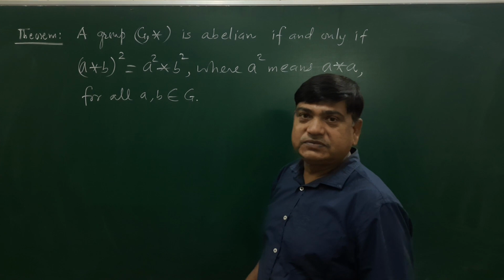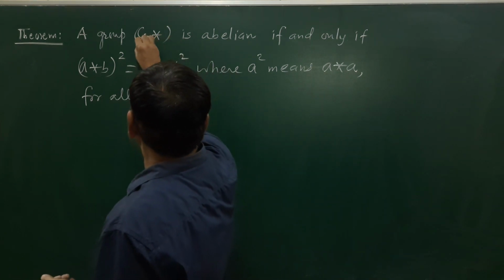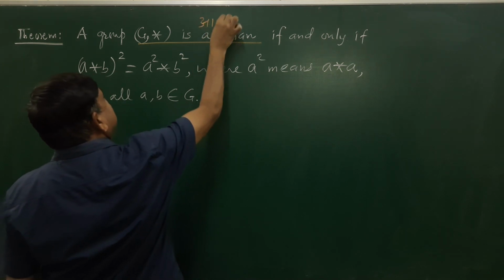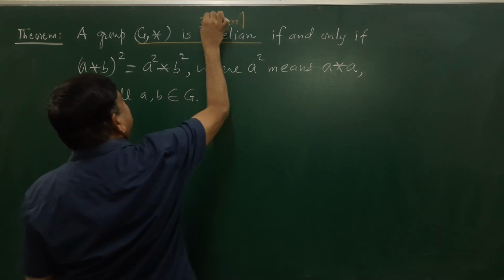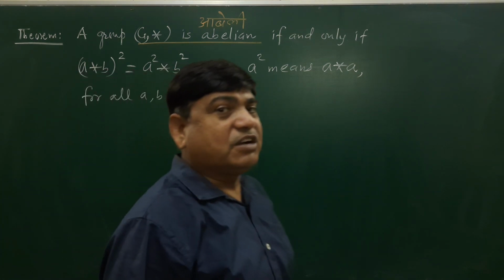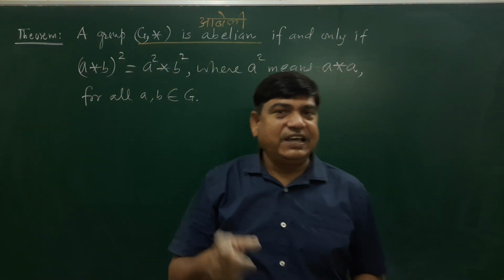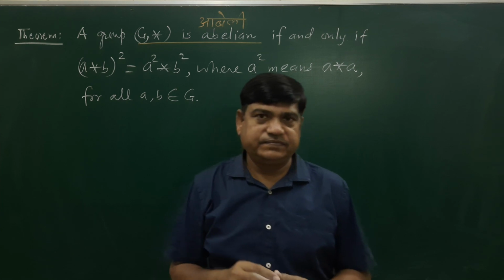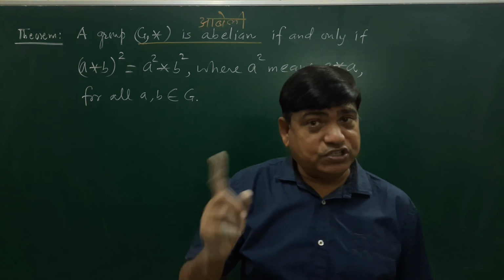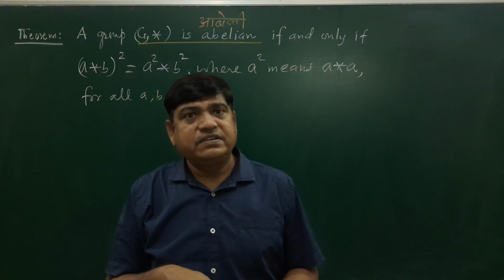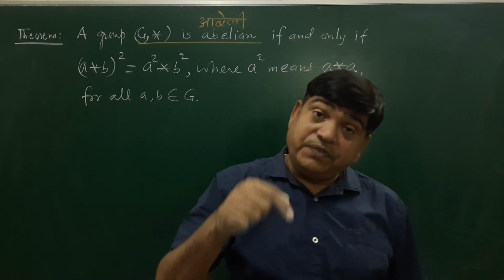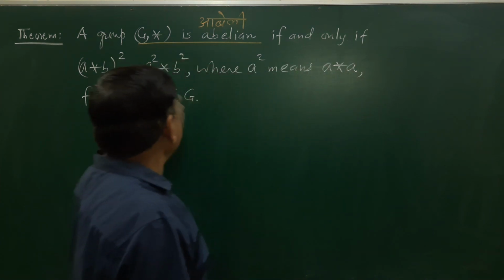A group G is abelian. Abelian means the commutative property holds: a star b equals b star a. G is a group means closure property, associative, identity and inverse. But if it is also commutative, then it is an abelian group.